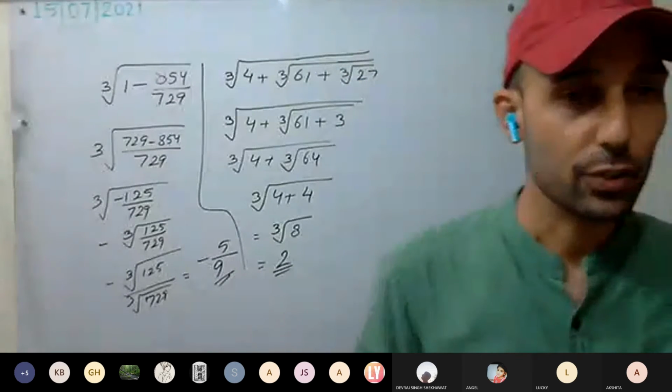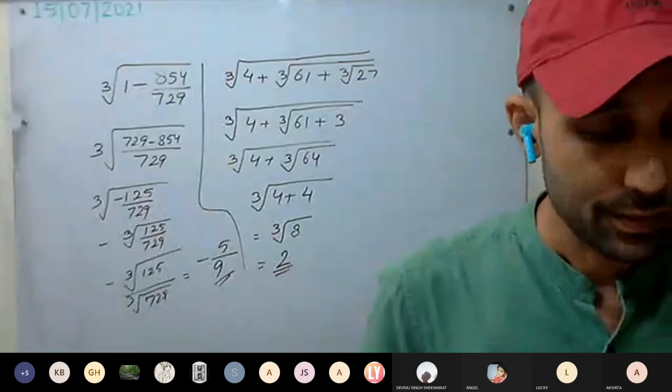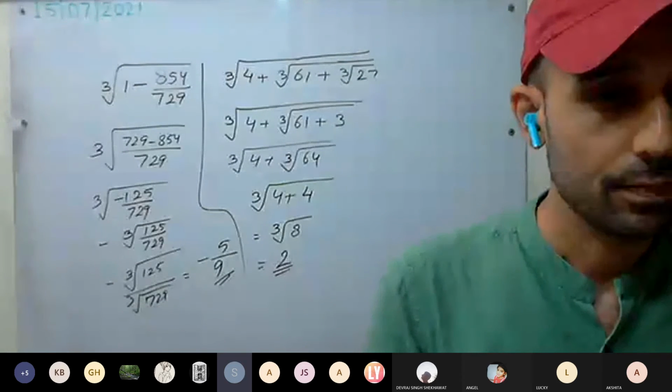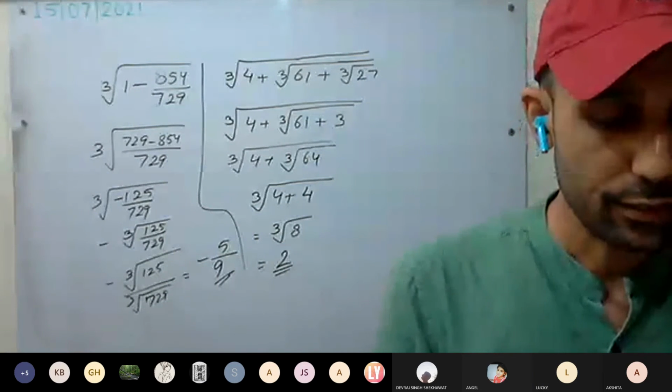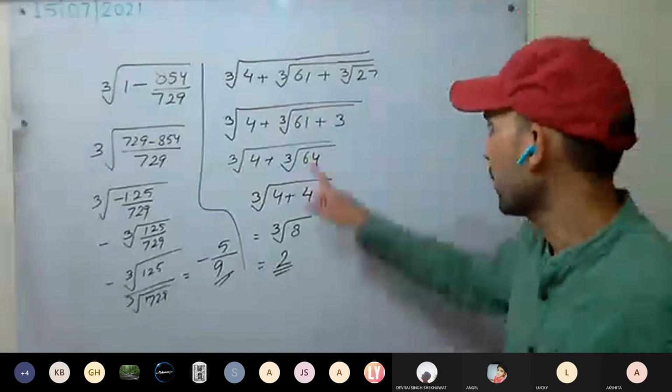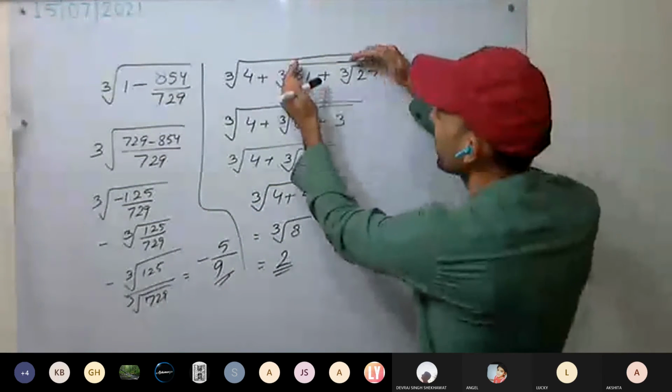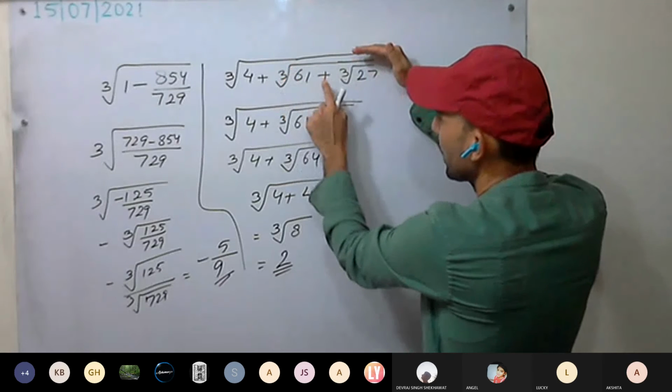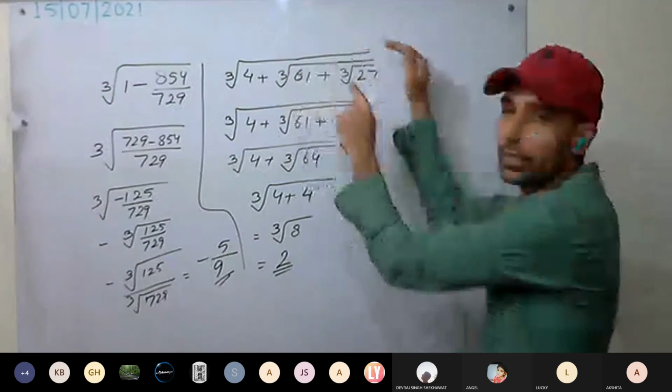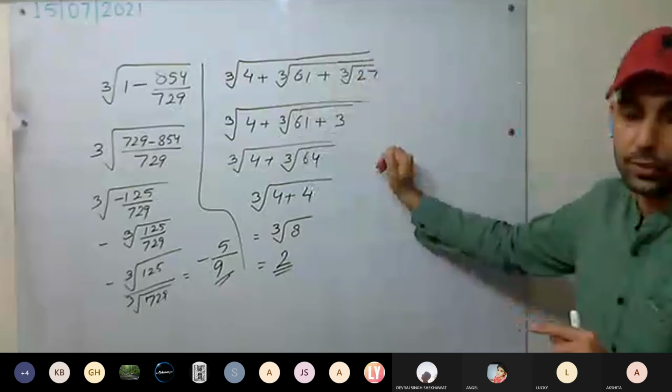Understood? First, you have to solve this one. In the same way we have done in squares, if you remember. Yes, sir. We have done in squares as well. So first, we need to solve within the root. If a plus or minus sign is there, we have to solve within the root first.